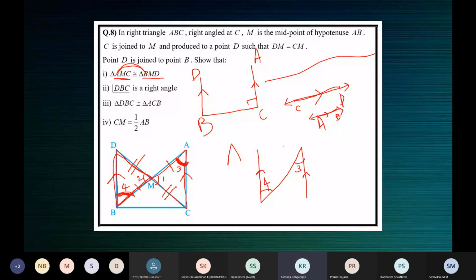This is 90 degrees, already known to us. So now DB is parallel to AC and BC is the transversal. Allied angles are supplementary. And this is 90, so this has to be 90 degrees because 90 plus 90 is 180. So this way we show that angle DBC is equal to 90 degrees.